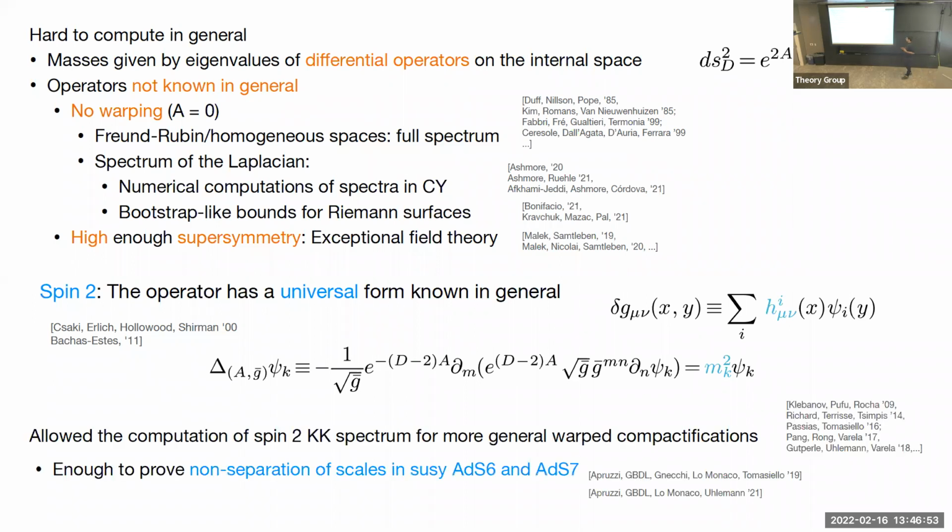And thanks to this property, people have been able to compute the Kaluza-Klein spectrum even for more general compactifications, even with fluxes, the spin-2 spectrum, even where there is not much symmetry. Just because the operator is known, and then you can start talking about its eigenvalue for other compactifications. And for example, this property has been used to show that for the supersymmetric AdS7 and AdS6 solutions, in general, you don't have scale separation.